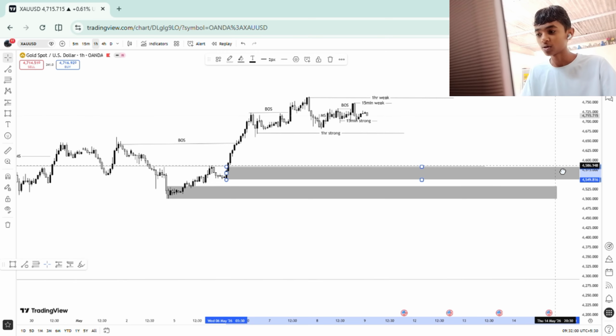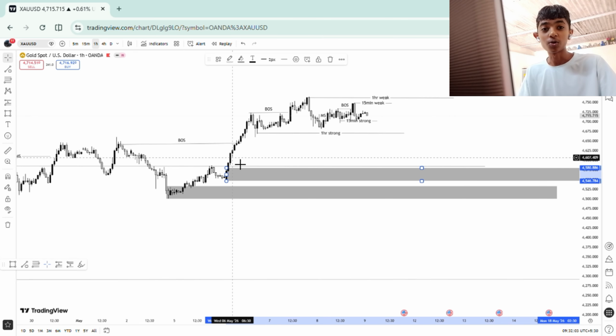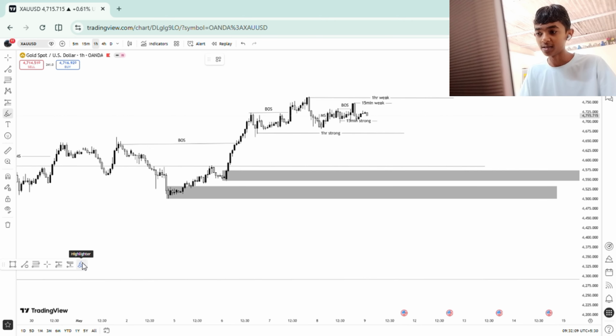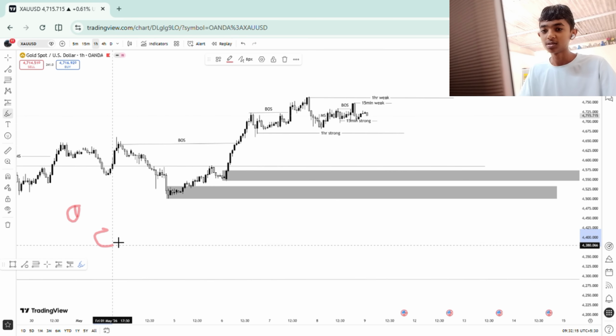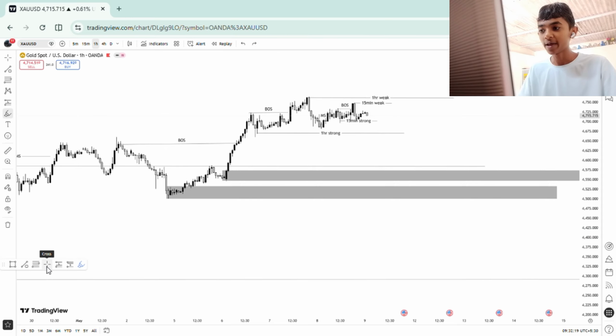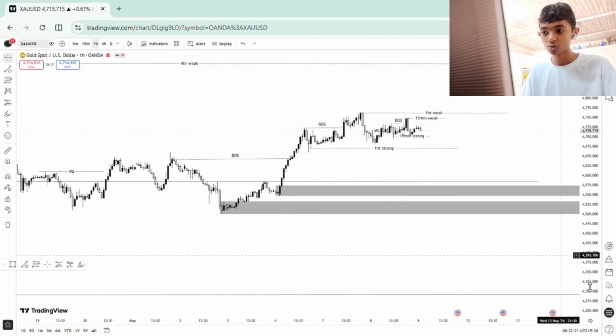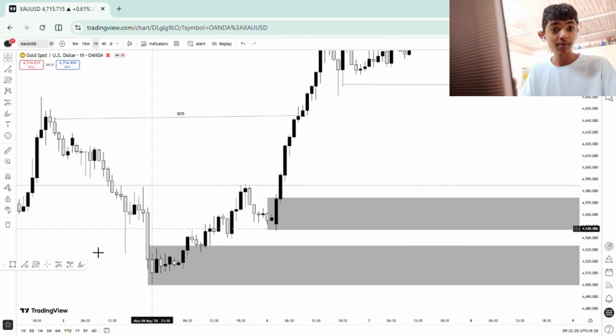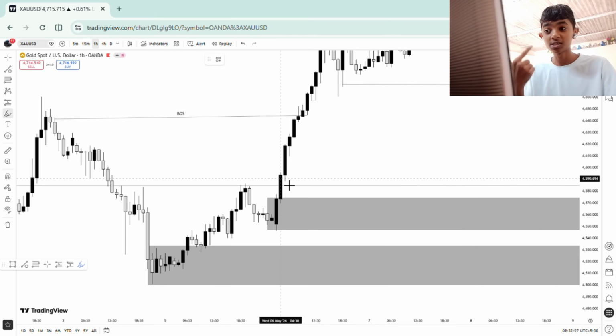Now order blocks, how to mark a valid order block? There are 4 steps. Number 1, it should have an imbalance like this. Let me go through the live example, no drawings, just a live example. See, it should have an imbalance. So our first criteria is it should have imbalance. This has imbalance. Our first criteria has been checked.